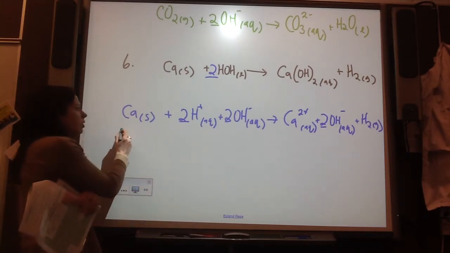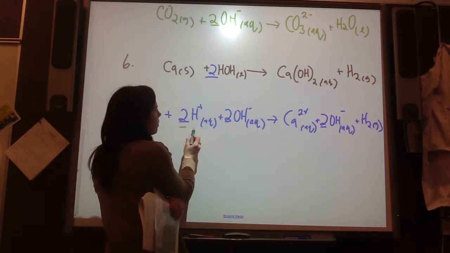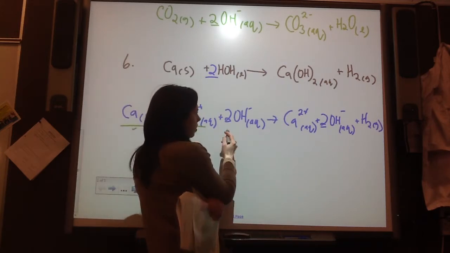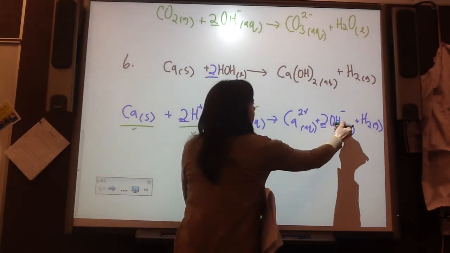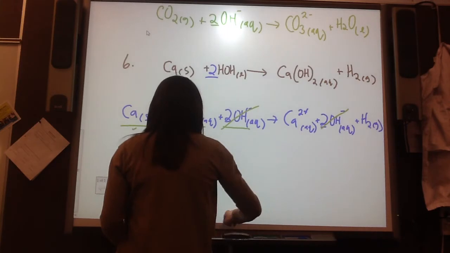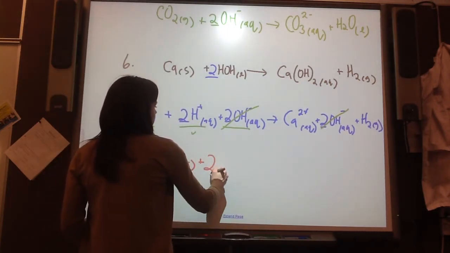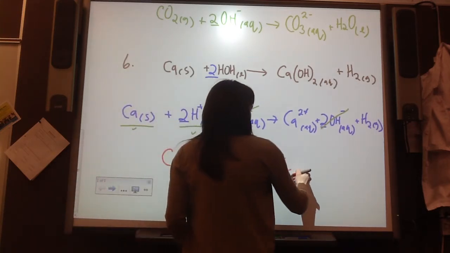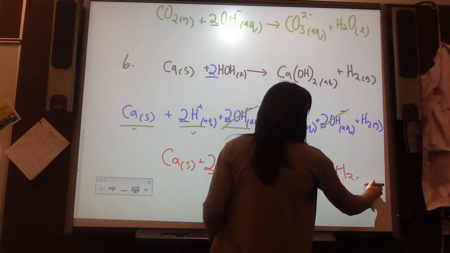Okay, so is calcium the same on both sides? Nope, so I need to keep that. Is H plus the same on both sides? Nope, so I'm going to keep that. OH, is it the same? Yes, so I can cross that one off. So now we can rewrite it. We have our calcium solid plus 2H plus gives us Ca2 plus aqueous plus H2 gas.